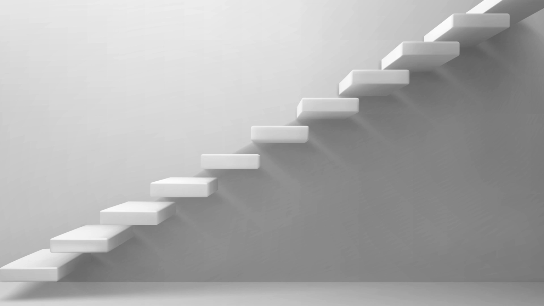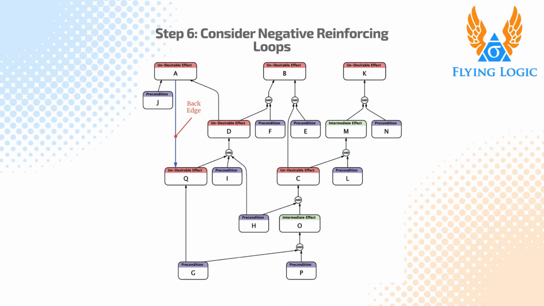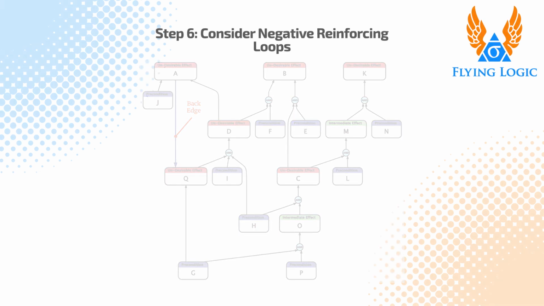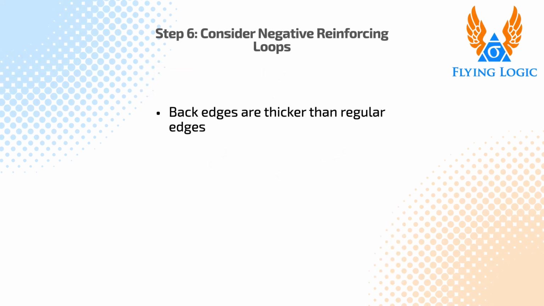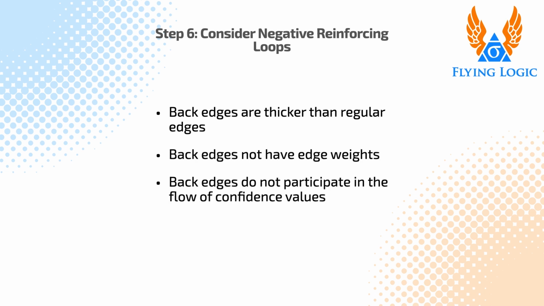Normally, all edges in a Flying Logic document flow from the start of the document, the root causes, to the end, the final effects. When you attempt to add an edge that would create a loop, that is, an effect indirectly becoming its own cause, Flying Logic creates a special back edge that denotes the causal loop. Back edges are thicker than regular edges. Back edges differ from regular edges in two ways. They do not have edge weights, and they do not participate in the flow of confidence values through the document. They can, however, be annotated like other edges.